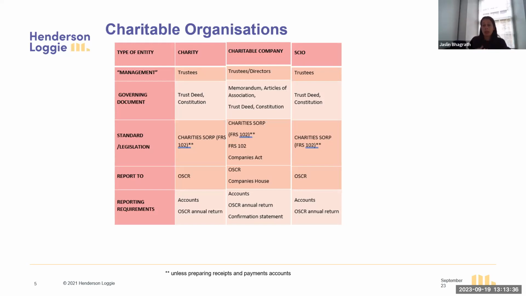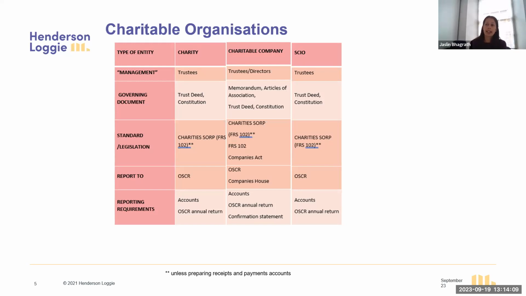In terms of reporting requirements and who we report to, all charities have to report to OSCR, as I mentioned, and this is done annually. So each charity will have a financial year end, many of which is March, some are also December, but charities can have any year end. So within 9 months of a year end, a charity has to submit an annual return to OSCR.